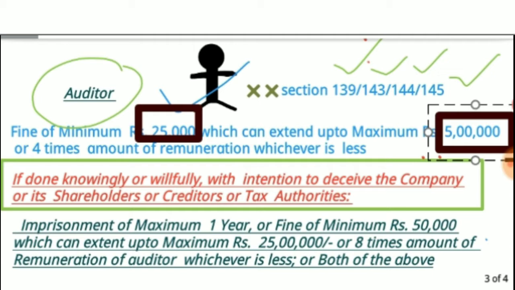So it is stated that if an auditor appointed in a company makes any contravention to the provisions of section 139 or 143 or 144 or 145, that auditor shall be punishable with a fine of minimum 25,000, which can extend up to maximum 5 lakh rupees or 4 times the amount of remuneration, whichever is less. I hope you got the point.